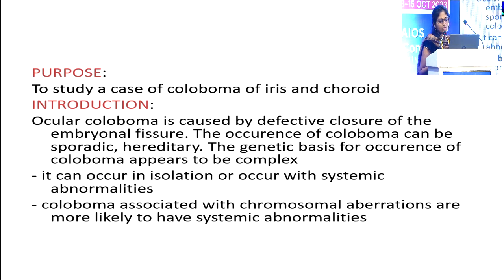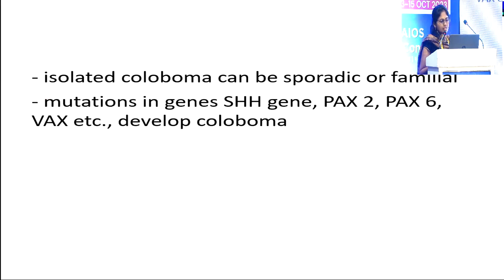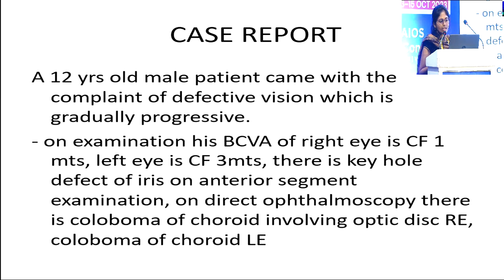Coloboma associated with chromosomal aberrations are more likely to have systemic abnormalities. Isolated coloboma can be sporadic or familial. Mutations in genes such as SHH, PAX2, PAX6, VAX, etc. develop coloboma. Case report. A 12-year-old male patient came with the complaint of defective vision which is gradually progressive.